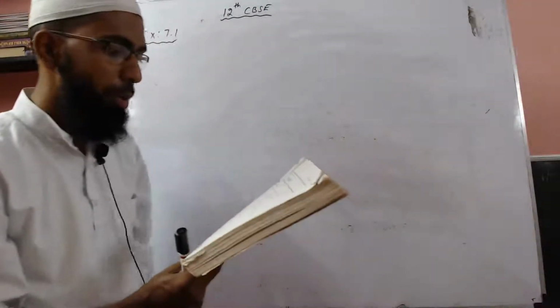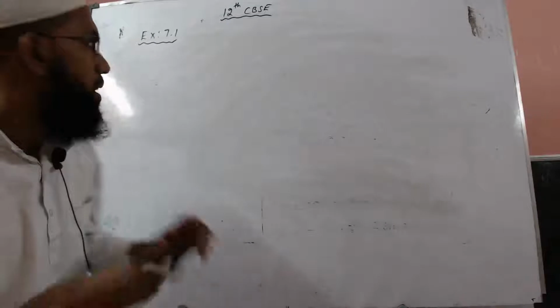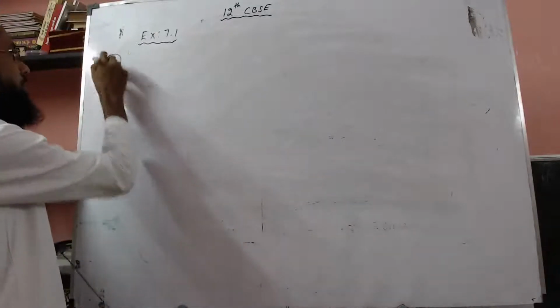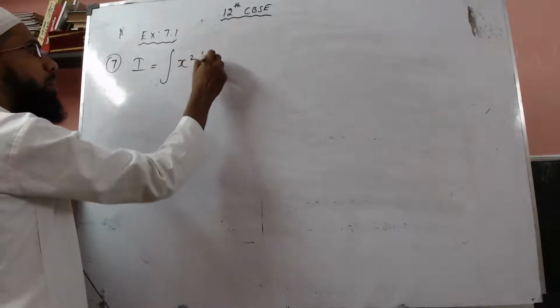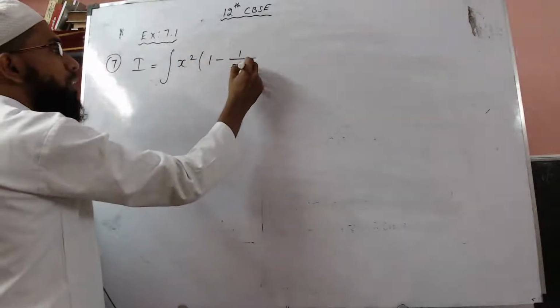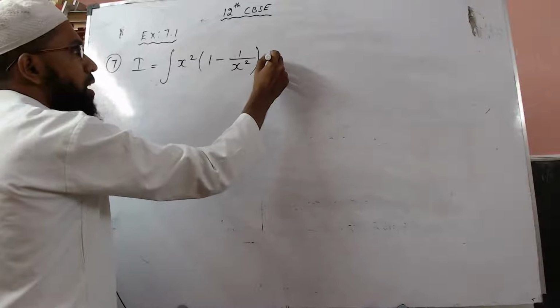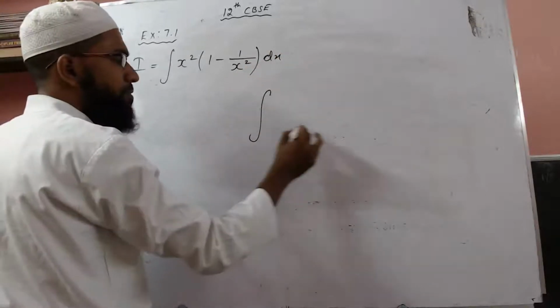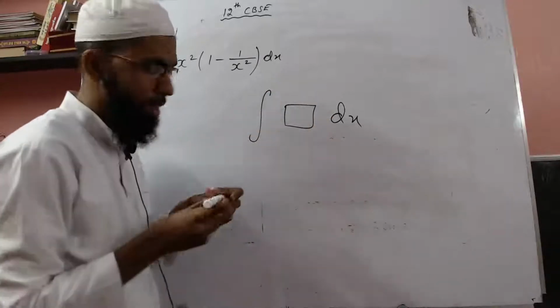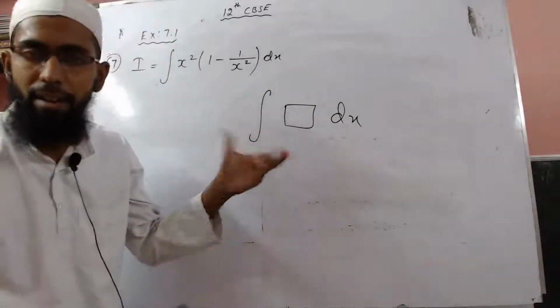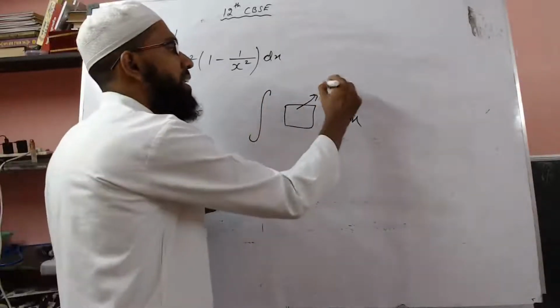Exercise 7.1. Let me do the 7th sum. I equals the integral of x square into 1 minus 1 by x square. Now listen. The integral sign is a symbol. Whatever is inside it is what we call the integrand, right? We call this our integrand.